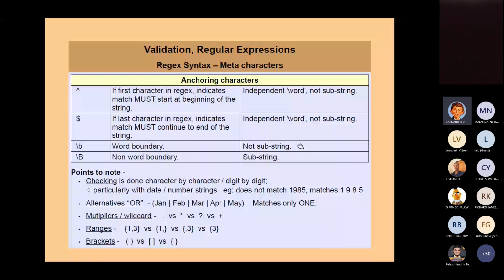And then the capital letter B is sort of the opposite of that. Basically saying it can be a substring. Whatever I'm searching for can be contained within another string. It can be a substring. So note the difference between the backslash b and the backslash capital B. One is saying it must be an independent string, not a substring. The other one is saying it can be contained within another string.